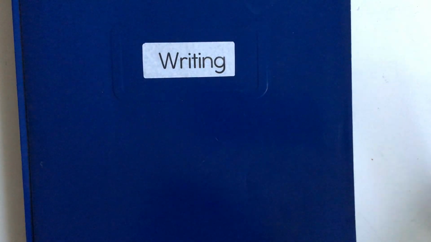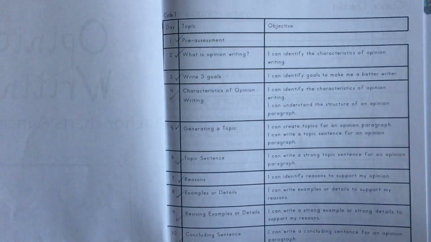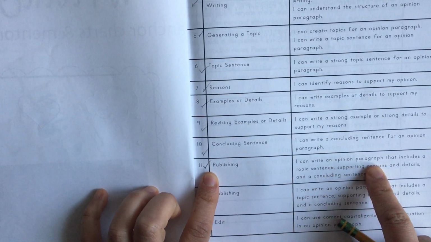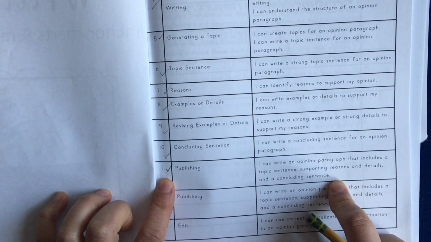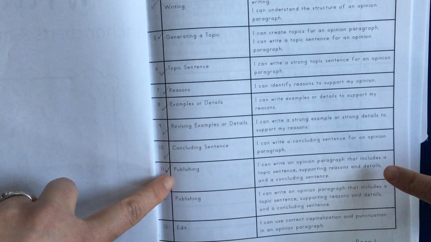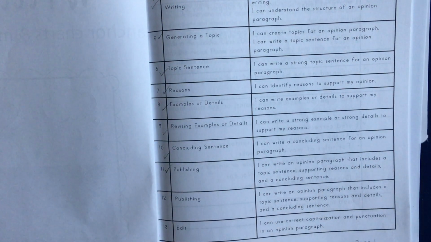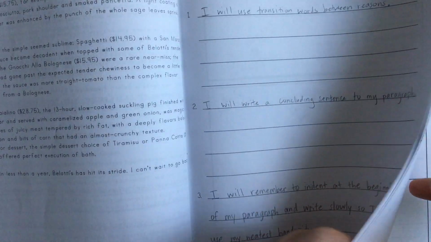So today we are working on lesson 11, publishing. I can write an opinion paragraph that includes a topic sentence, supporting reasons and details, and a concluding sentence. We're going to be publishing for 2 days, so we're going to do half of it today. Now, as I get ready to publish my paragraph, I want to do a bit of color coding in the work that we've already done.